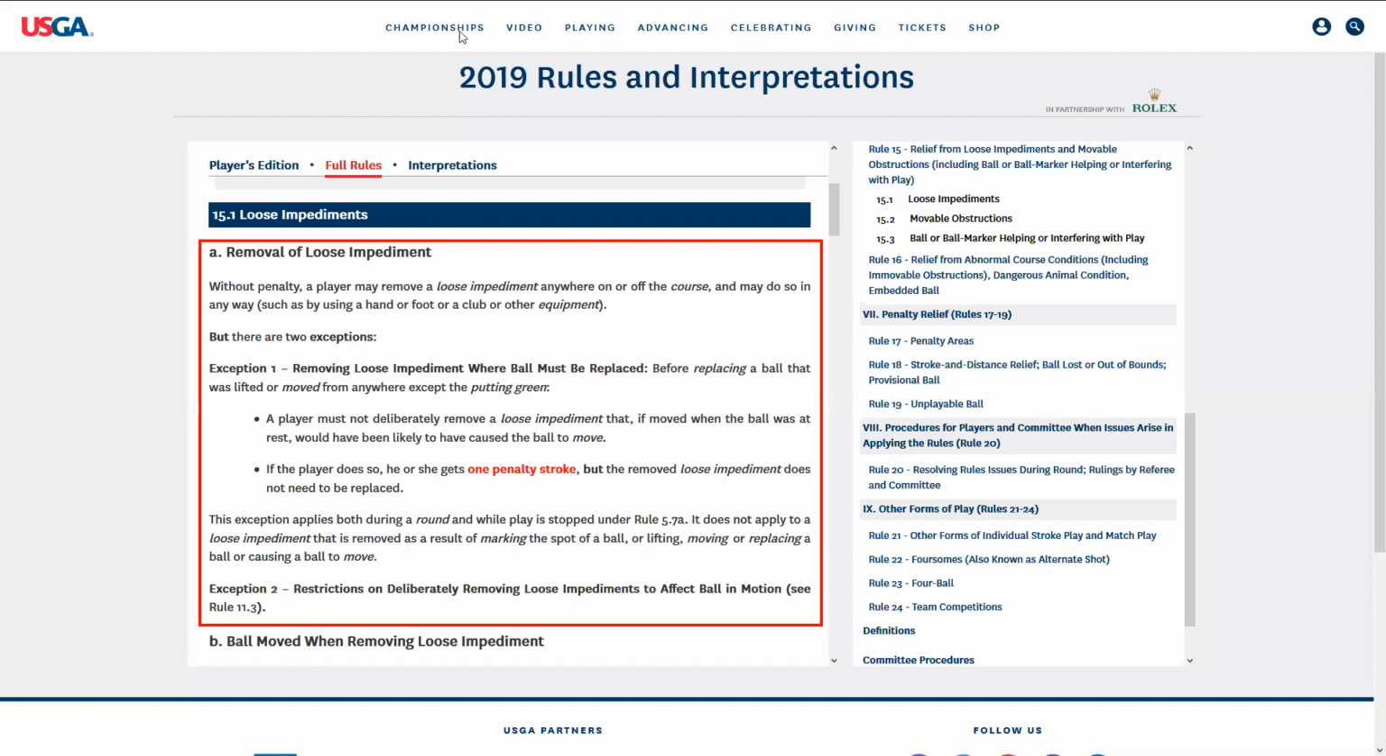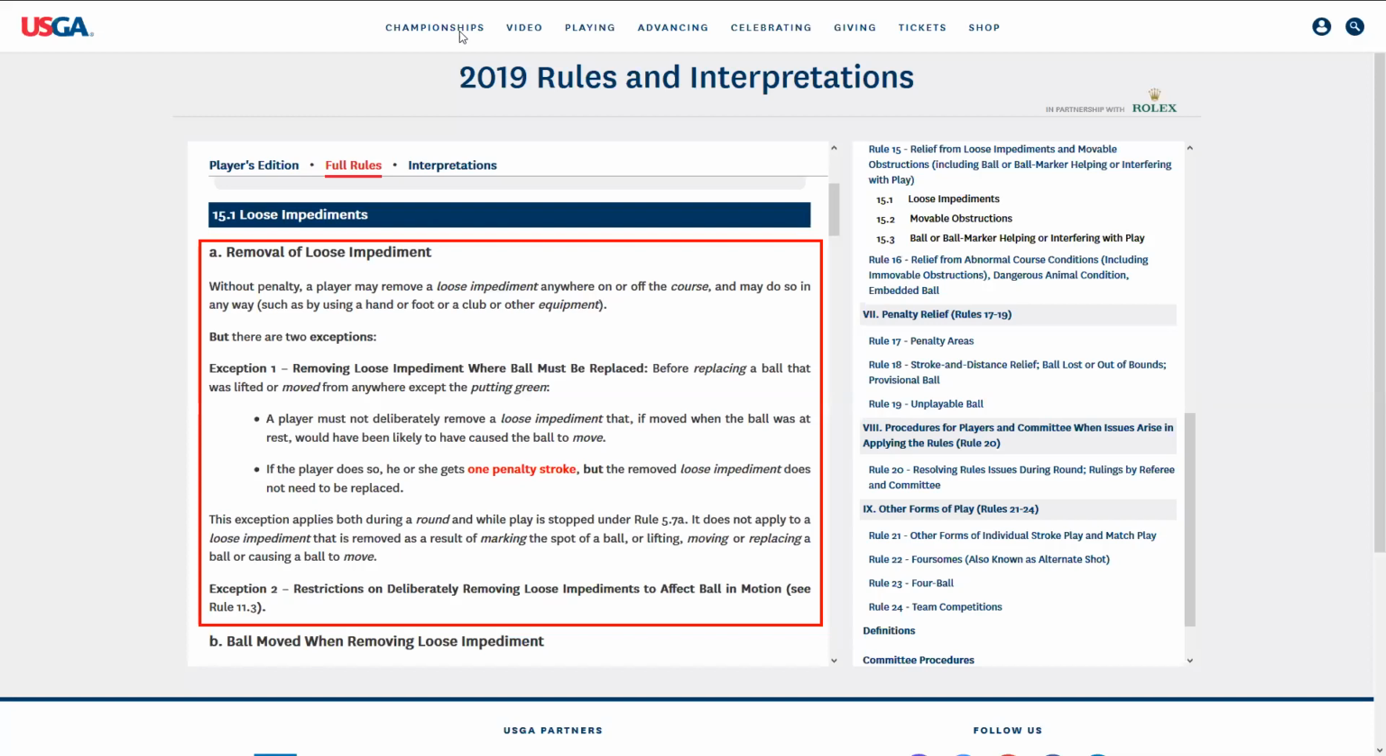How do you replace a ball? You pick up the ball and you put it back to where it was. What this is saying is, when you go to put it back, you can't move the loose impediment that would be under the ball. In other words, you can't move the pine straw that was there. You have to set the ball on top of the pine needles, or pine straw, whatever it's called.